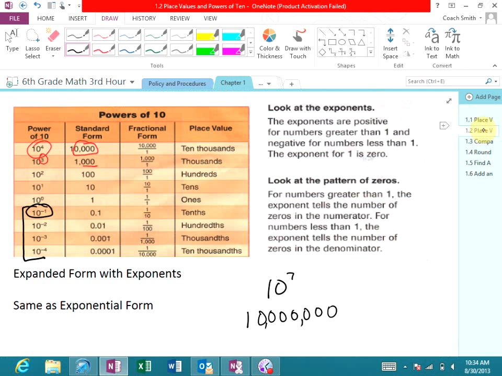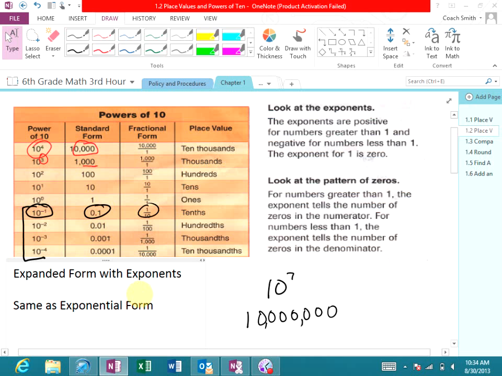That's where we are here. 10 to the negative first, 10 to the negative second, 10 to the negative third, 10 to the negative fourth. You have tenths, hundredths, thousandths, 10,000ths. So that's the place value. You will also notice that they've given you the fraction. 1/10 is the same thing as 0.1.